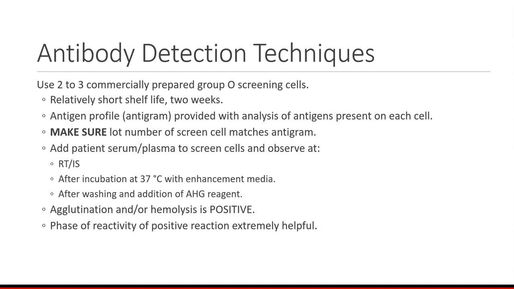You add patient serum or plasma to the screen cells and observe at 3 phases. Room temperature, immediate spin. So add your 2 drops and your 1 drop and then spin it. Read it, record it. After incubation at 37 degrees with an enhancement media, you'll spin it, read it, record it. And then the final step is after washing, and completely washing, you add the AHG reagent. Agglutination and/or hemolysis at any stage is positive.